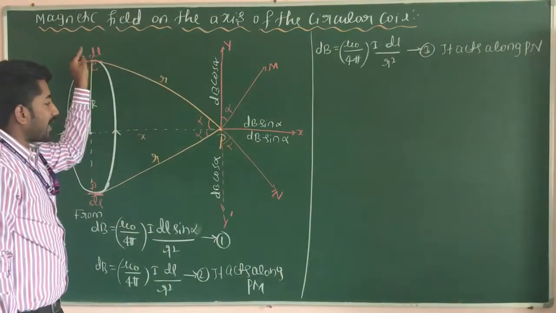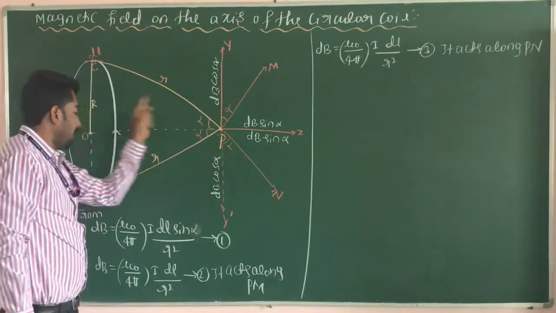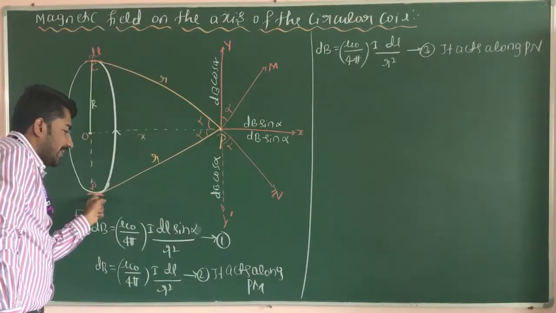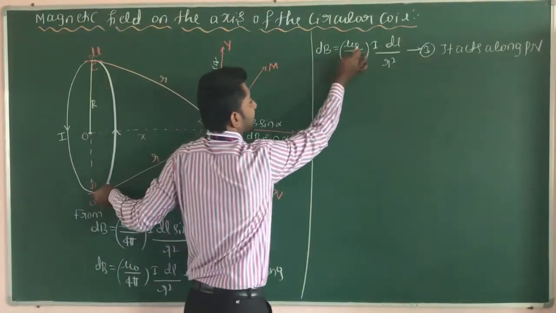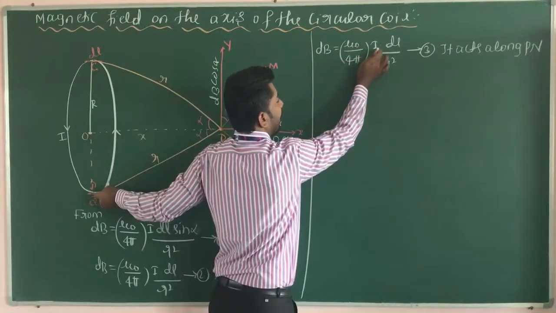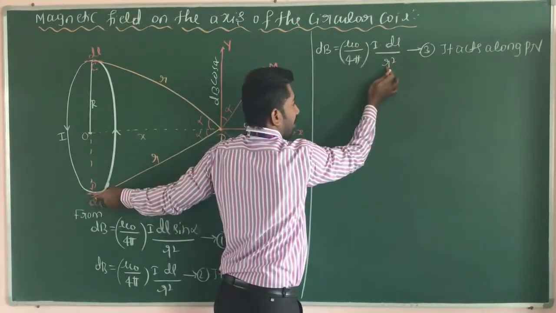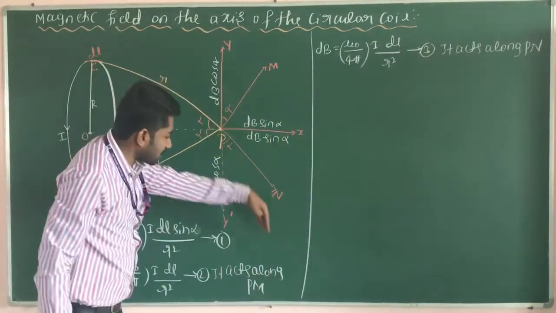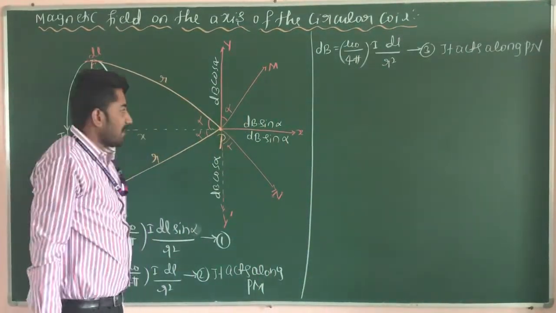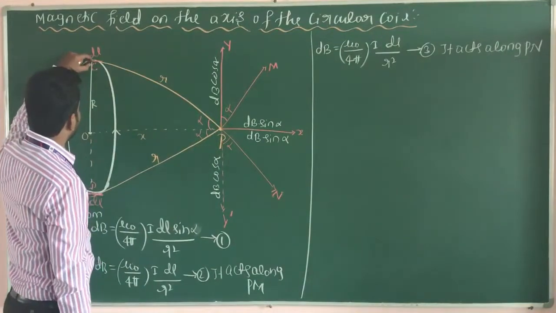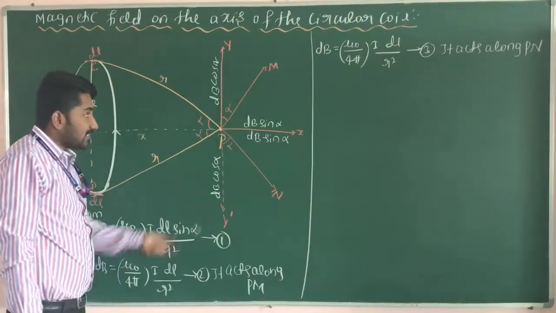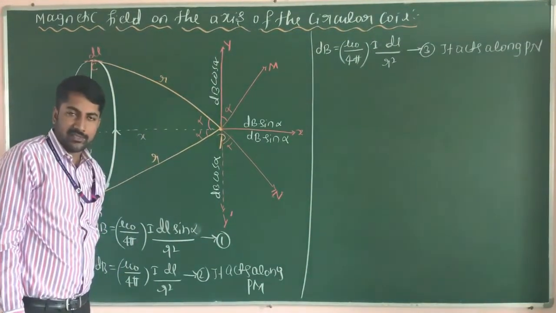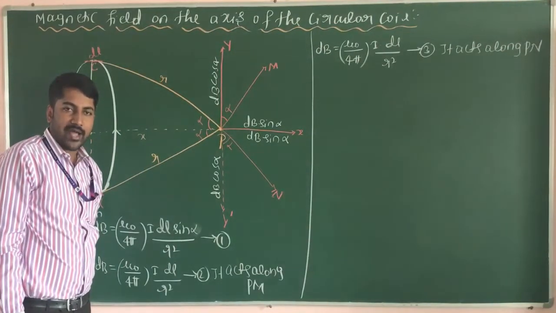Then the magnetic field at a point P due to the current element D, that is dB, is equal to mu naught divided by 4 pi, I into dl divided by r square. It acts along PM. We get these two equations, equation number 2 and 3, for the magnetic field due to the current elements C and D.